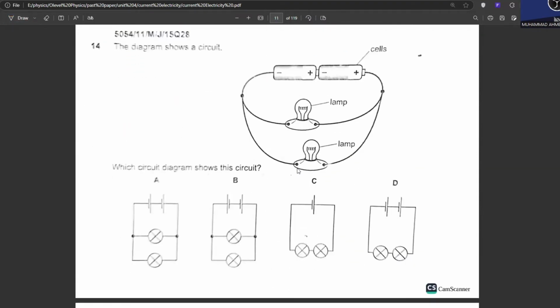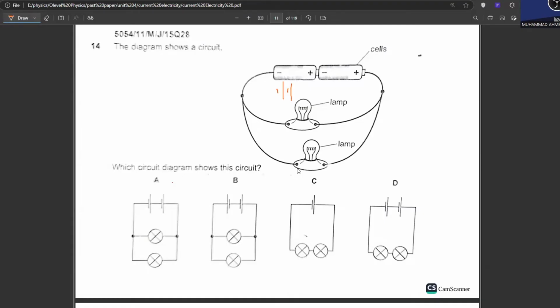Let's further move ahead. The diagram shows, sorry for this blurry picture, a circuit. Which circuit diagram shows this circuit? Okay. So this is the negative terminal. This will have a smaller line. This is the positive terminal, a bigger line. Then this has a negative terminal, smaller line. Then this has a positive terminal, bigger line. So these are the two batteries that I have made.